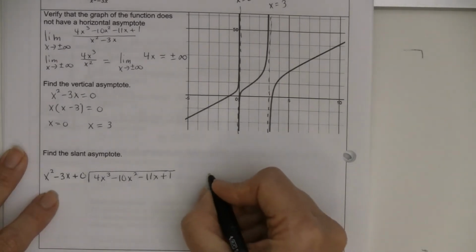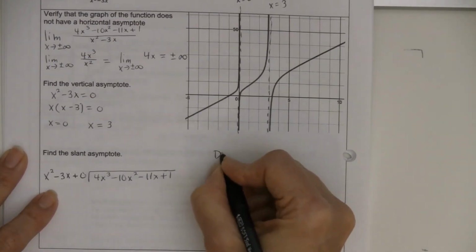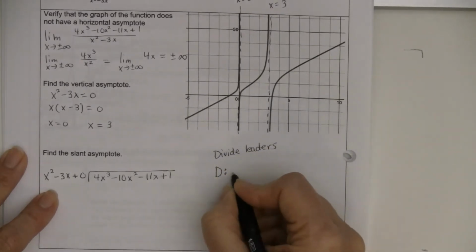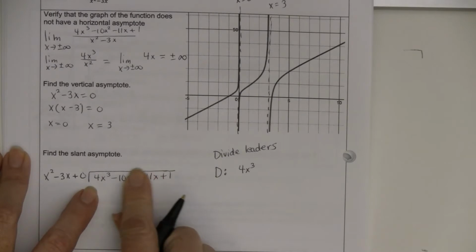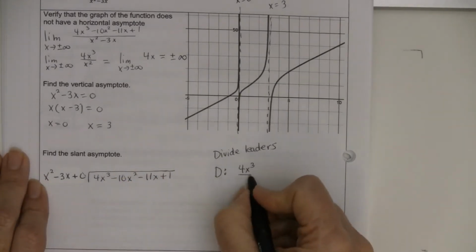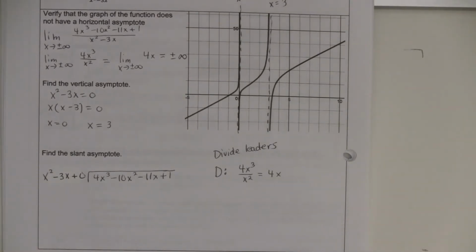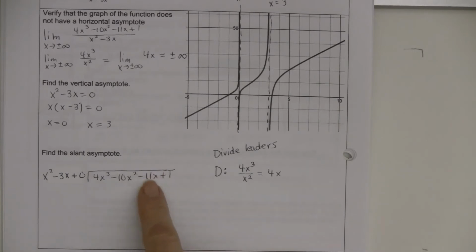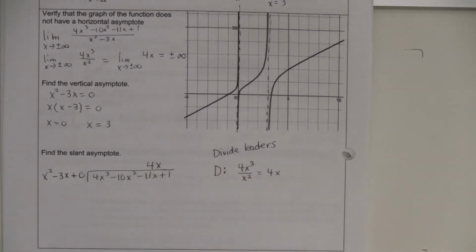And then what you do first is you divide your leaders. So right now, my leaders, so you're going to divide, D for divide, divide leaders. And that's going to be 4x to the third. That's the lead of this polynomial. That's my dividend. Divided by x to the second. So long story short, I get 4x. And then where I want to put that 4x, it really doesn't matter that much. You can put it anywhere up here. I prefer to line it up with the x's though, because that helps me. So 4x is going to go right there.